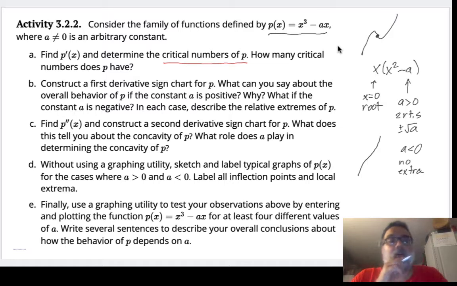All right, so find p double prime, the second derivative, and construct a second derivative sign chart. That tells us concavity. Where is it concave up, concave down? I think both of these look like it's going to have kind of one concave up part and one concave down part. In this one, even though it's more subtle, right? It doesn't have that kind of cup shape. So I'm guessing that that'll be the case for that.